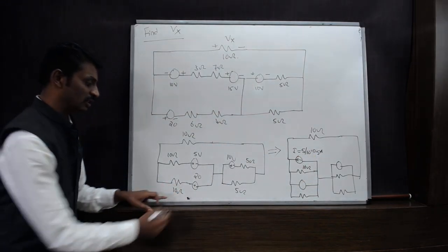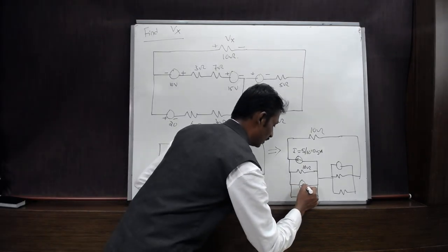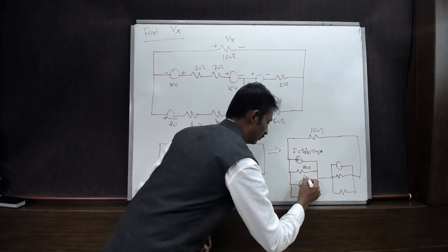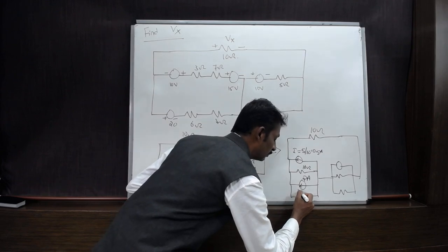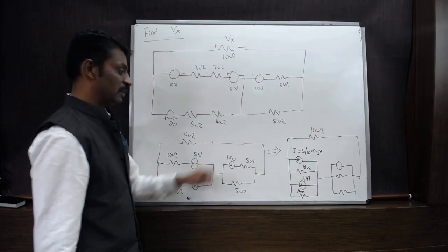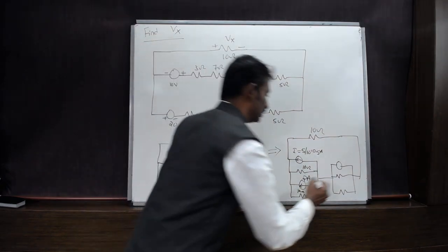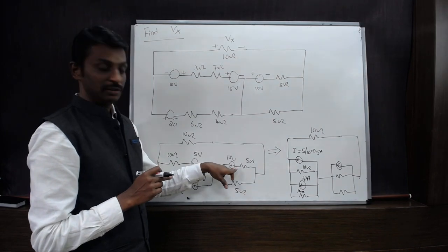For the second part, this has 20 volts, so 20 by 10 will be 2 amps. The direction of the current will be the same. Okay, and the 10 ohm resistor will be retained like that only. And for this part, let us find out the current. The polarity of the current will be the same, as the positive denotes the head and negative denotes the tail.